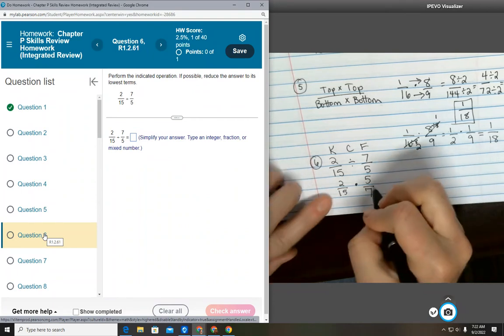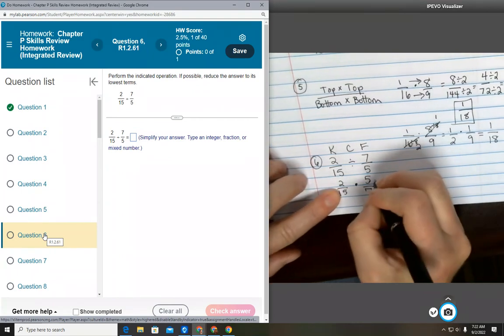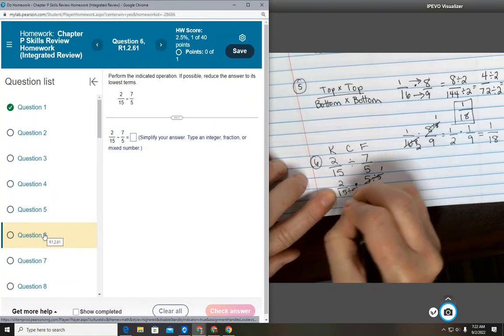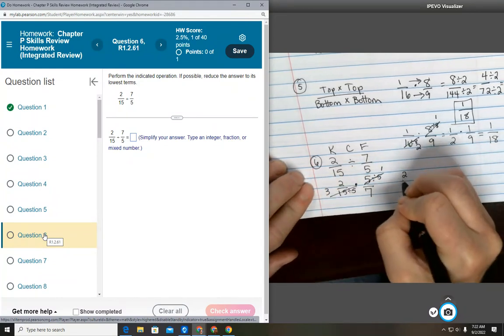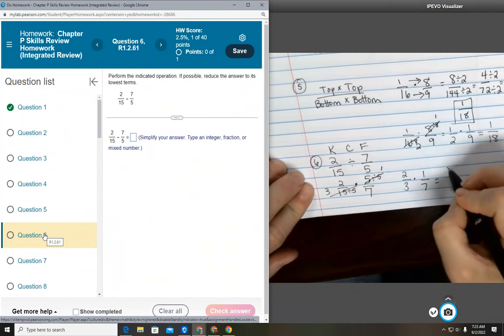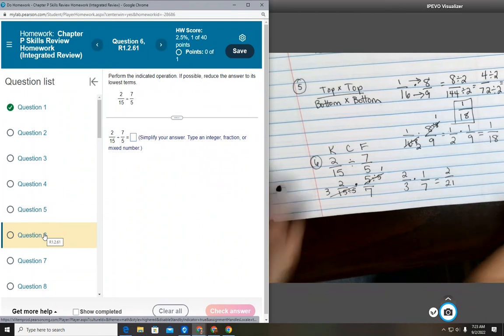Cross cancel first if you can though. 5 and 15 have a common factor of 5. So this becomes 1 divided by 5. This becomes 3. So now it's 2 over 3 times 1 over 7, which gives us 2 over 21.